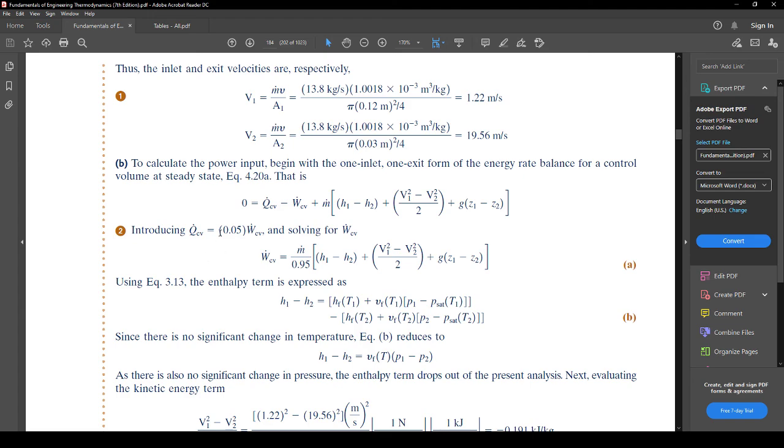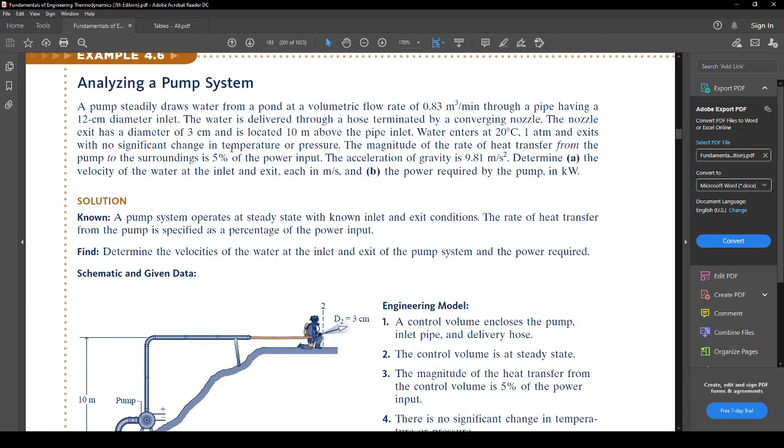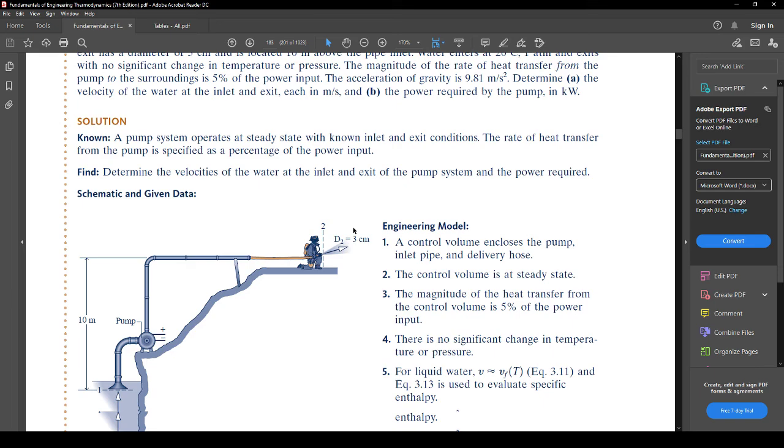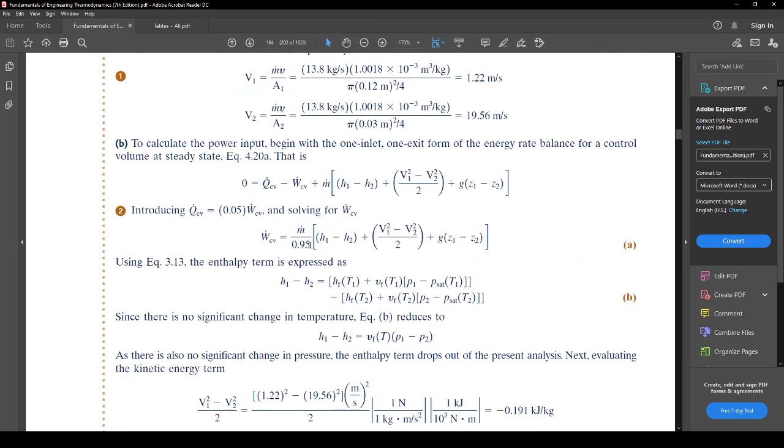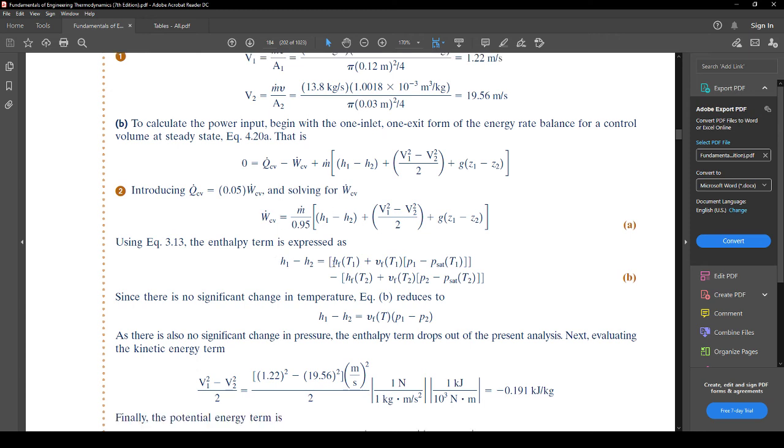Did they say something in the question? Let me check. Oh, okay. The magnitude of the rate of the heat transfer from the pump to the surroundings is 5% of the power output. So they were able to remove this right here. Essentially, Q we know is 5% of the power output, and so they were able to substitute that in, more or less, and it solves the exact same way as before, except right here.